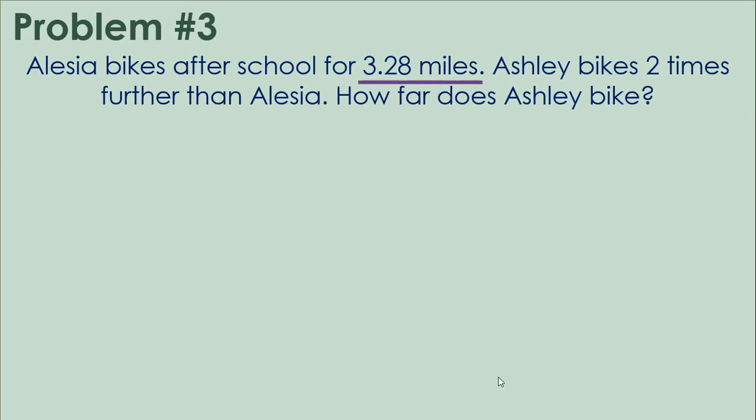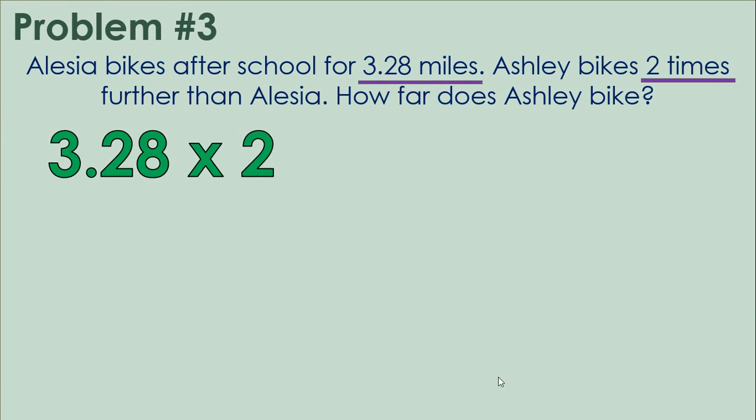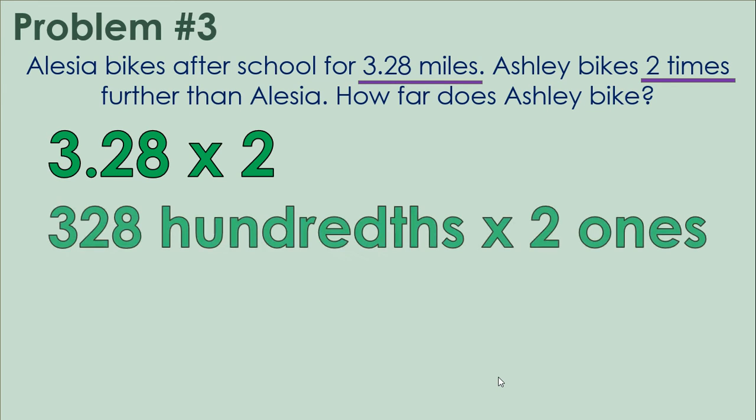Well, Alesia is biking for 3 and 28 hundredths miles. Ashley is biking twice as far. So we're going to multiply these numbers to figure out how far Ashley bikes. First thing we're going to do is rewrite these numbers, or these factors, in unit form.